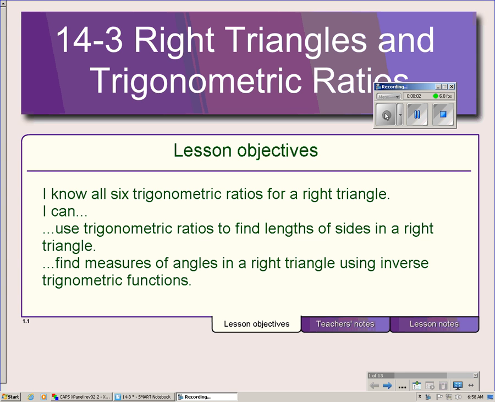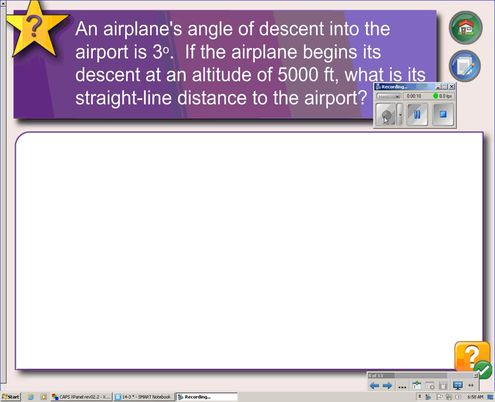This is lesson 14.3, part 3. In this part, we're going to find measures of angles in a right triangle. First, we'll try this application.